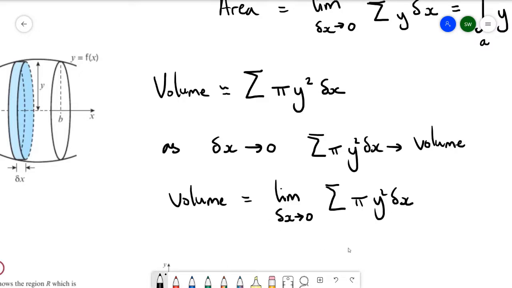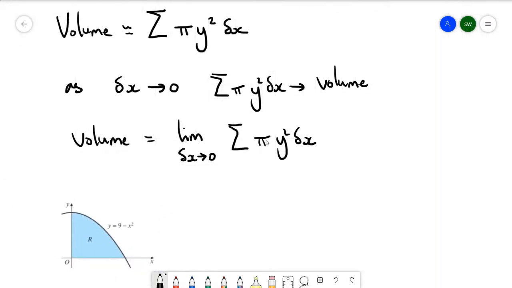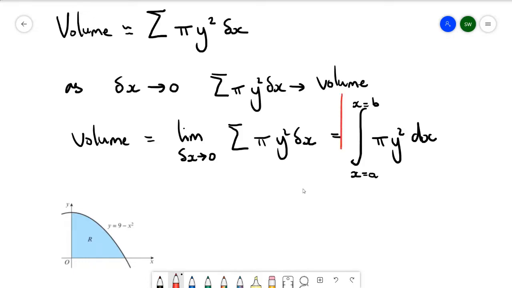Well, we've got that situation here where we've got a sum and we've got delta x inside the sum. So we know that we can turn this into an integral. So this is going to be the integral of pi y squared dx, and we should put in the limits from x equals a up to x equals b. So in practice, we're just going to use this formula and remember it, and we don't need to go through this process each time.